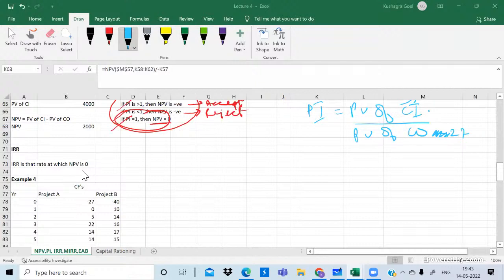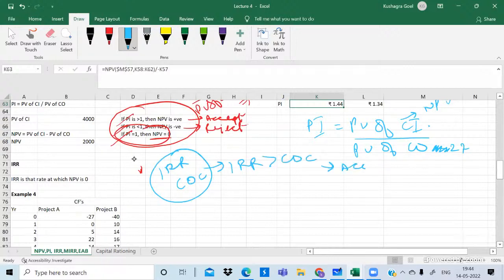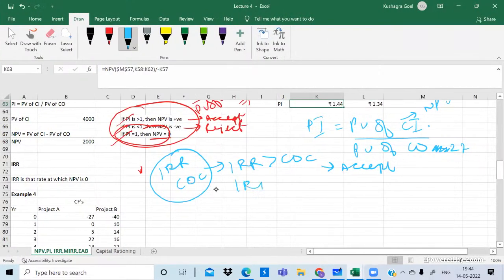So when you're looking at IRR, calculate your IRR and compare it with your cost of capital. As a thumb rule, if IRR, which is your return, is more than the cost of capital, accept the project. If IRR is less than the cost of capital, reject the project. And if IRR is equal to the cost of capital, the management will take a decision on what is to be done.